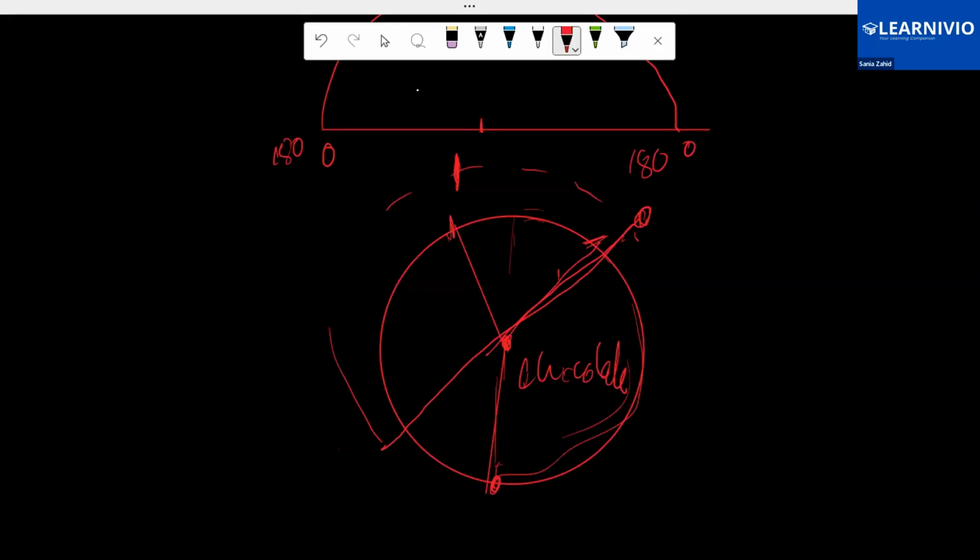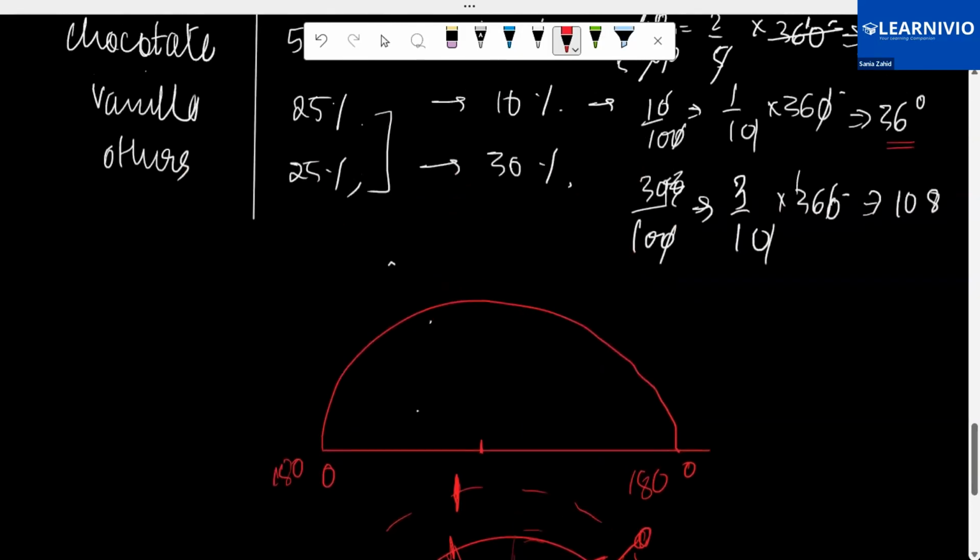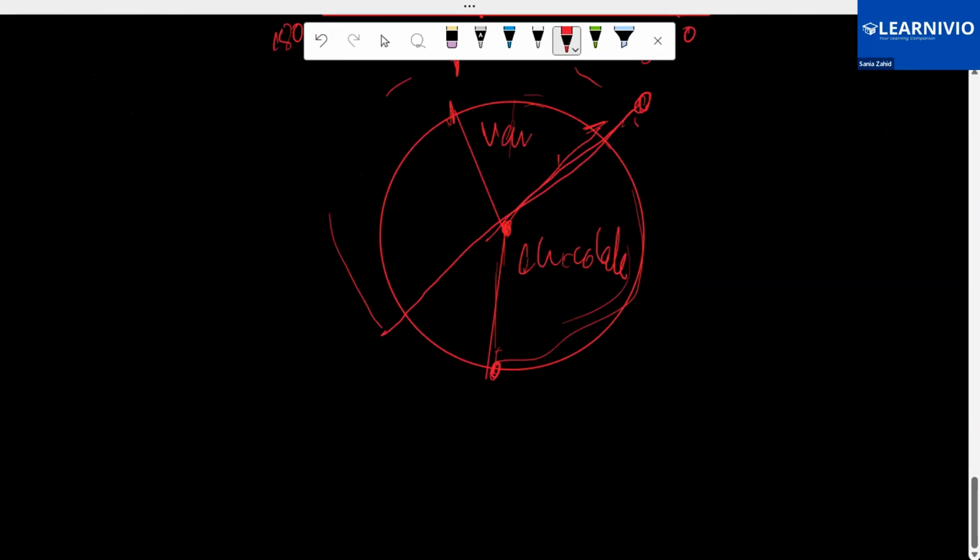Yeah, I did it. So this portion is for what? Okay. Vanilla. Oh, vanilla. And now just do one thing. Can you measure the remaining portion?